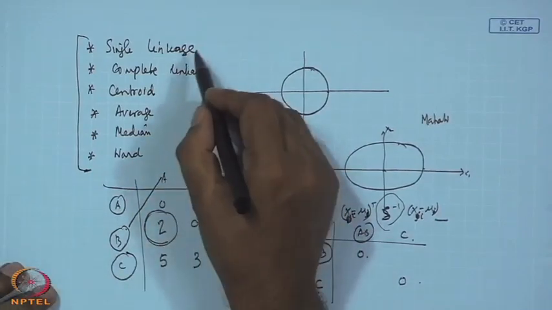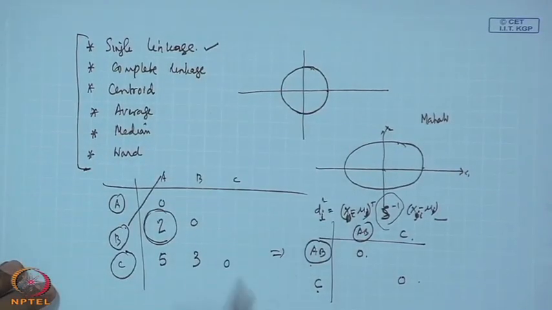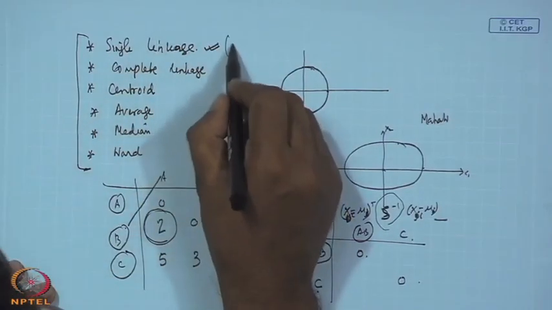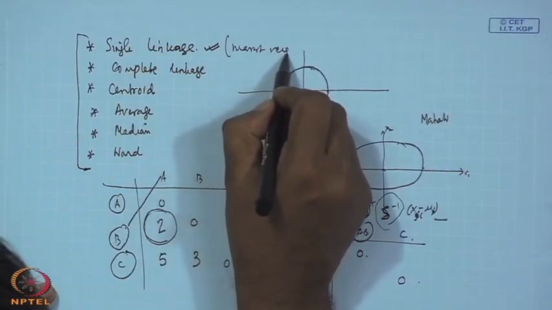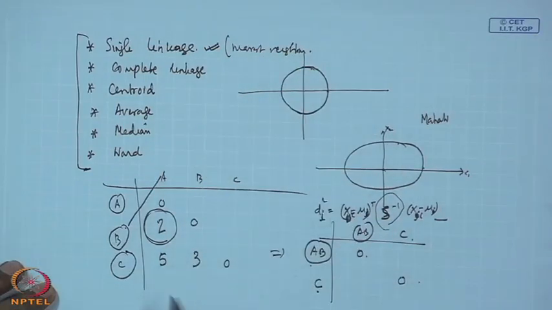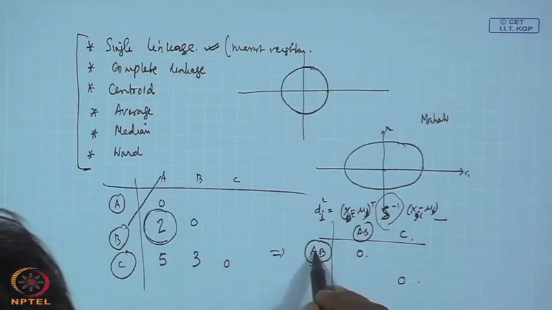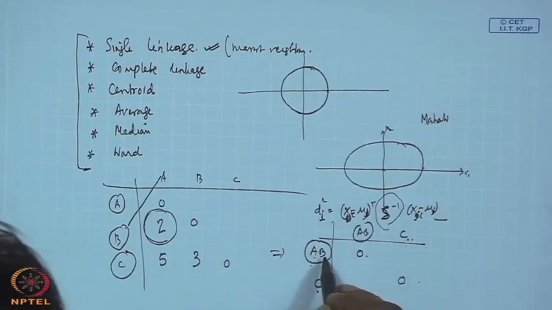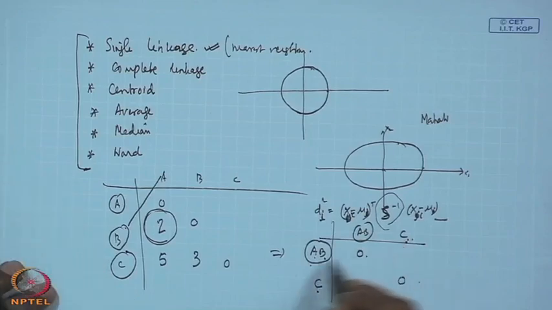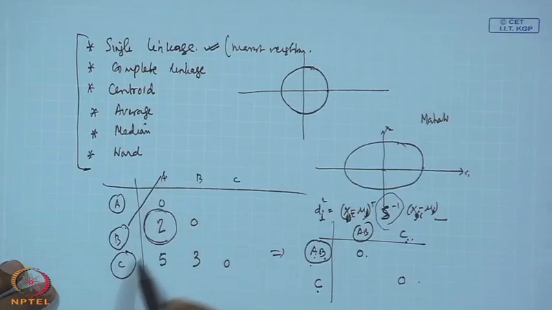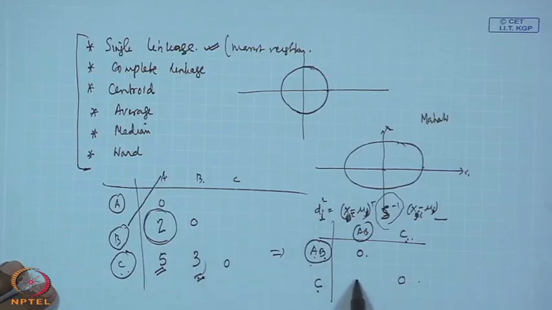For example, if you use single linkage, which is basically known as nearest neighbor, then you find out the distance between A and C, the distance between B and C, then find out the minimum value. A and C, this is 5, B and C, this is 3, then definitely 3 is the minimum. So, your distance is 3 if you go for single linkage.